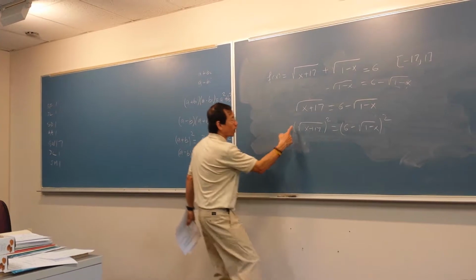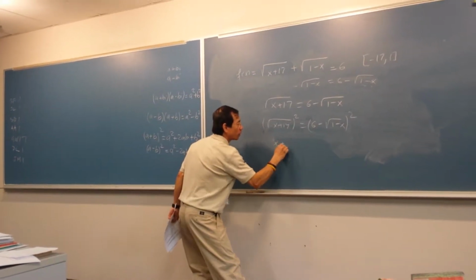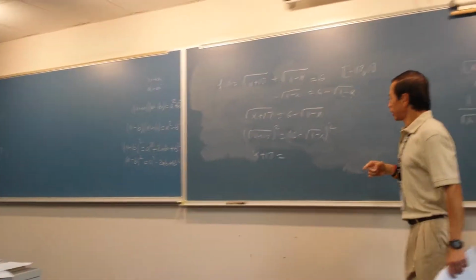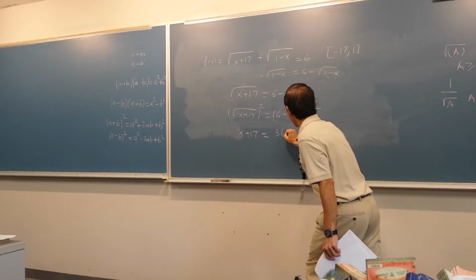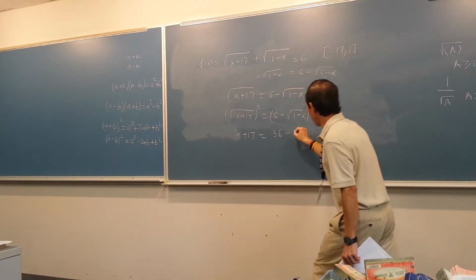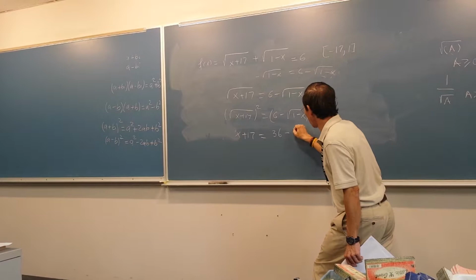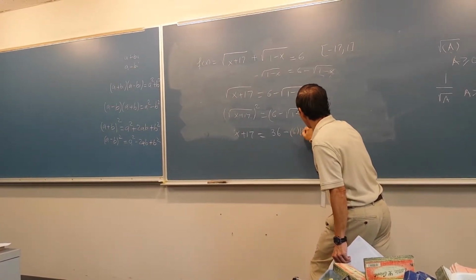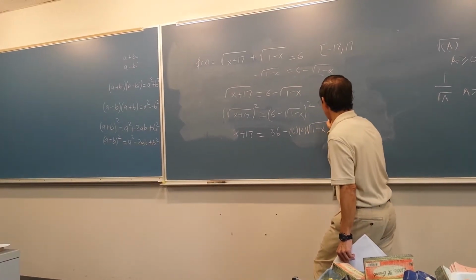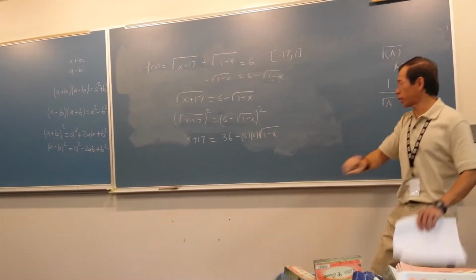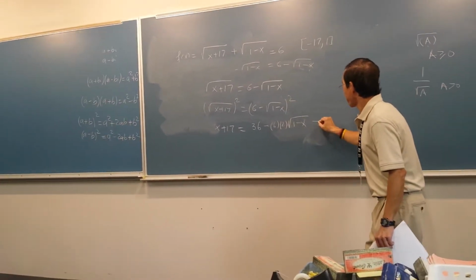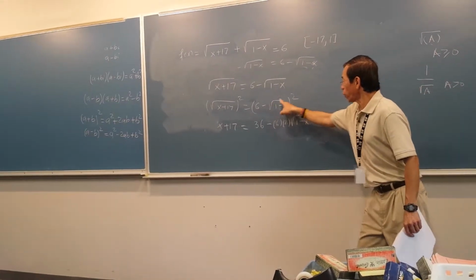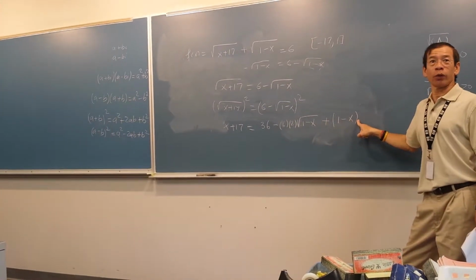Okay, so this one, square root of the square, so x plus 17, yep, that disappeared. This one, we can use that formula, right? 36, okay, so we have 36 minus 2ab, so it will be 12 square root of 1 minus x. Well, yeah, let's say 6 times 2 square root of 1 minus x, right? Just leave it like that. So, yeah. And then this one is what? Plus 1 minus x, right? Because this square root squared, then the square root disappears, right?